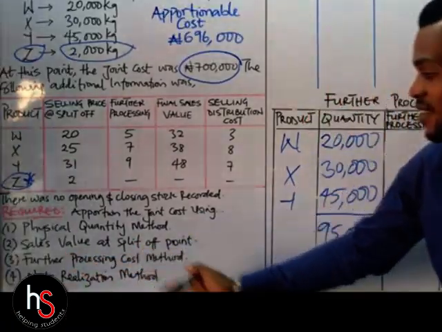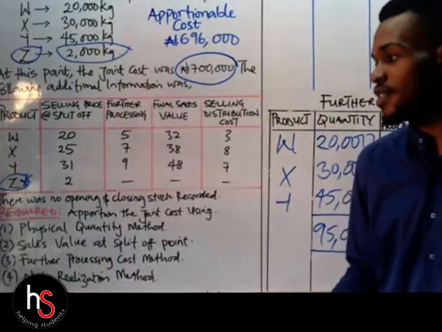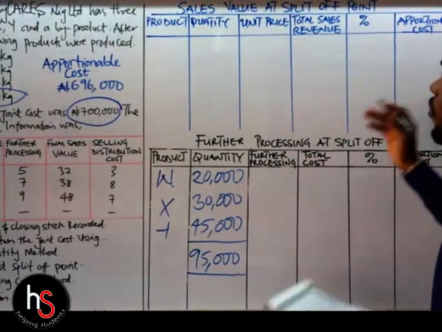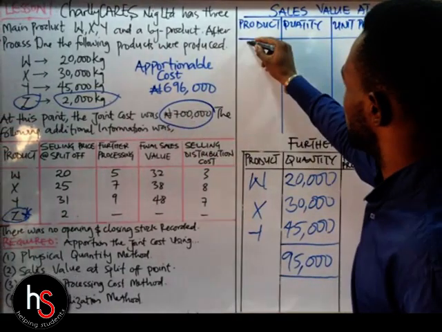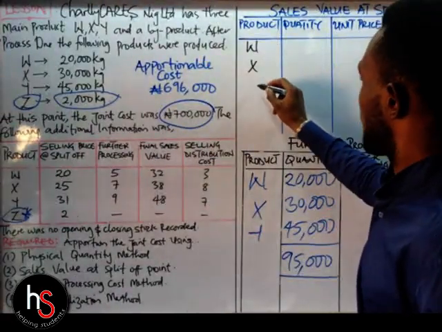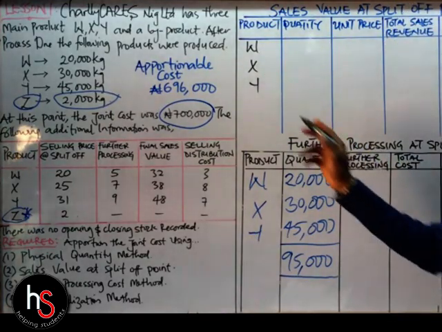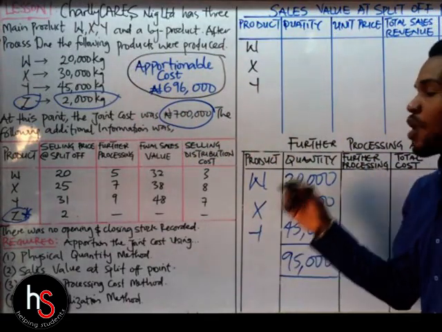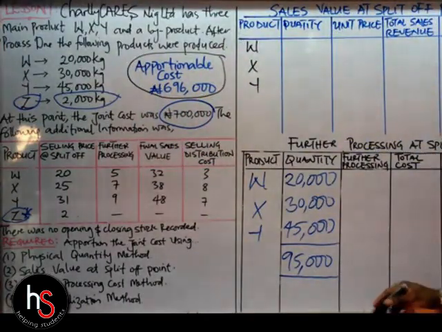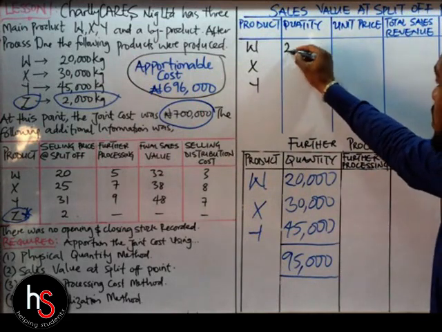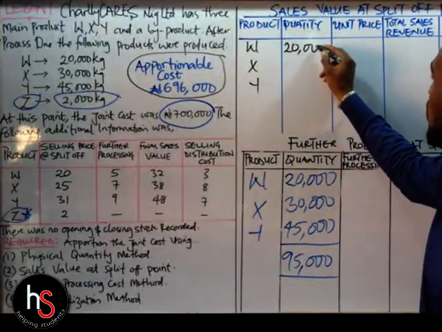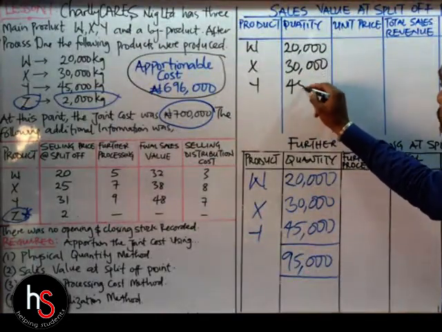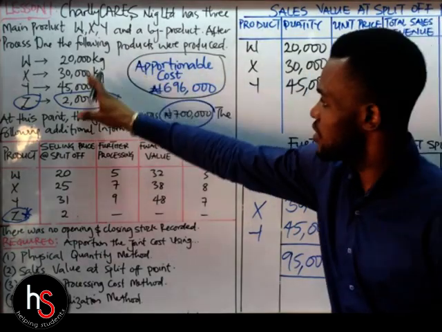Let's move over to the next one, the sales value at split off point. Now we have our table, the sales value at split off point. So what are our products? We have W, we have X, and we have Y. Please remember, this was our apportionable costs when we treated the byproduct. So, our quantity will have 20,000 kg, 30,000, and 45,000. The same thing we have here.